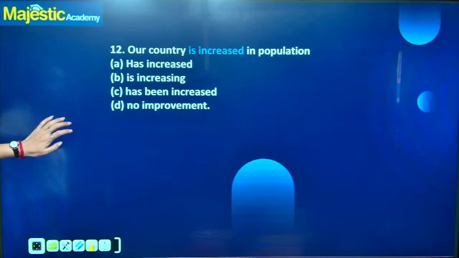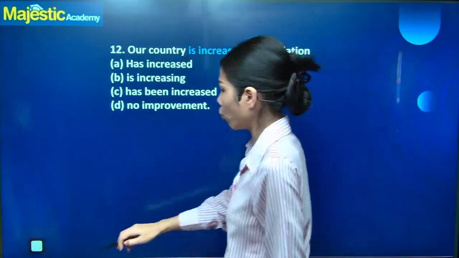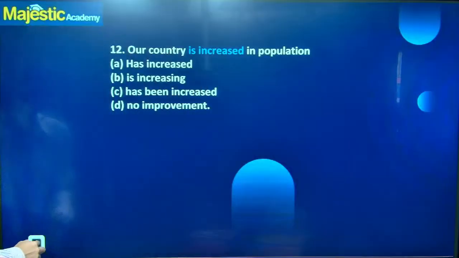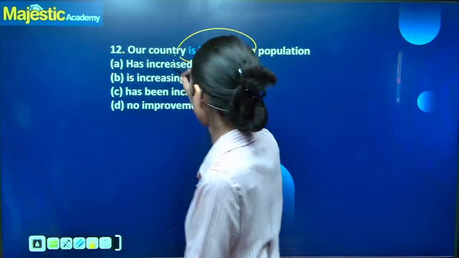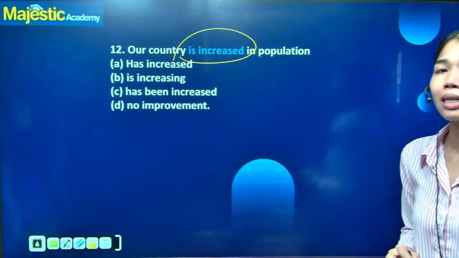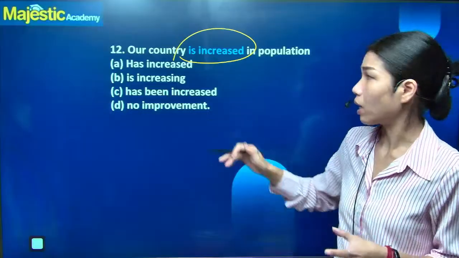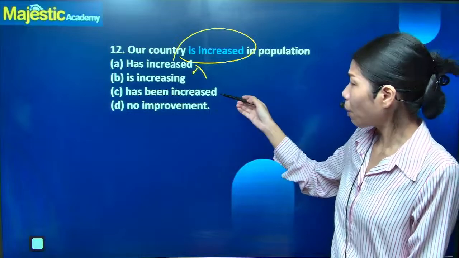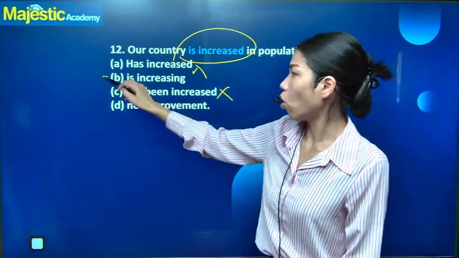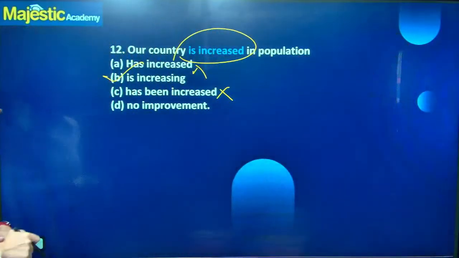Okay, let's move to question number 12. Our country is increase in population. Again, we can see this portion is highlighted, so we have to improve this part of the sentence. The options given below are has increased, is increasing, or has been increased, or no improvement. Okay, since this sentence is in the present tense, we can't say has increased. That means the work has been done already, so we will not use this. Has been increased, again that would be in the passive voice, again we will not use it, so the option should be option number B. So the answer should be our country is increasing in population.